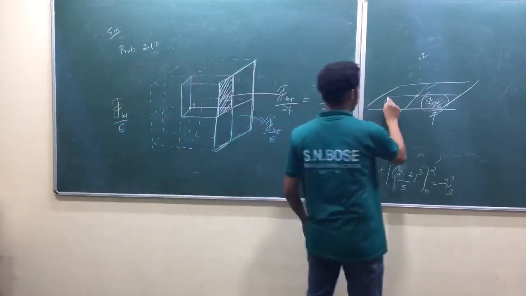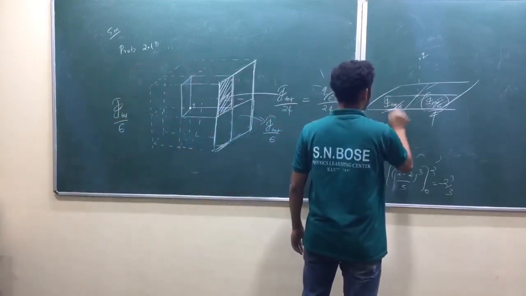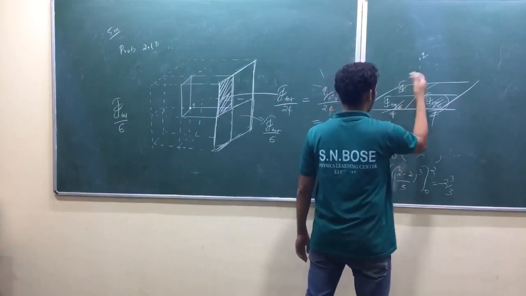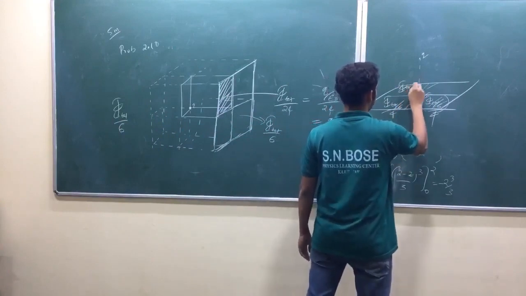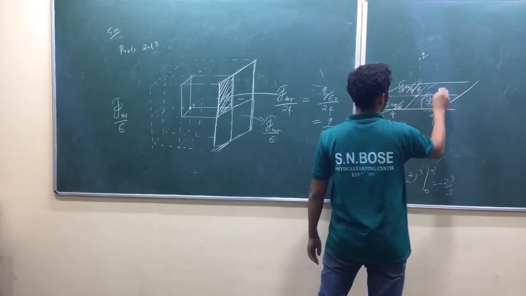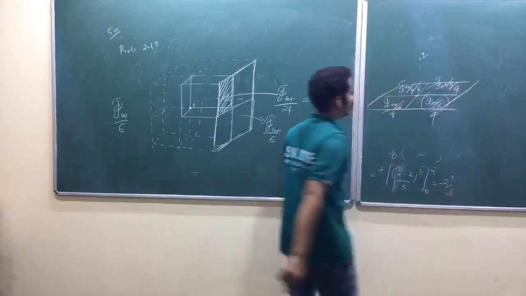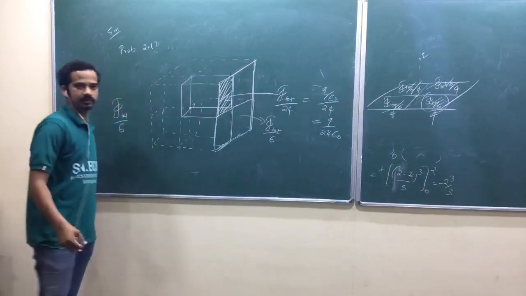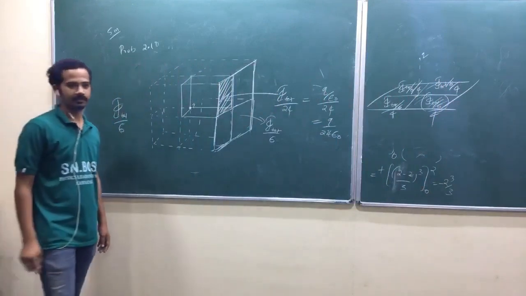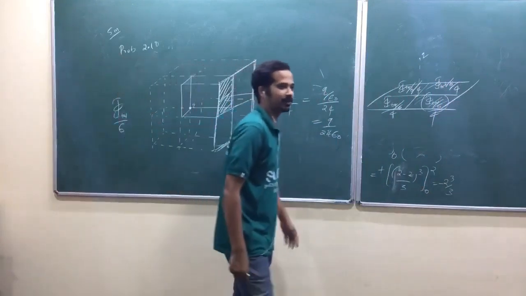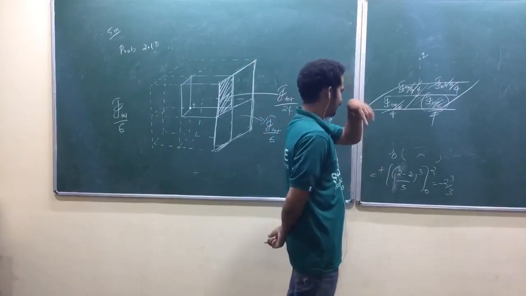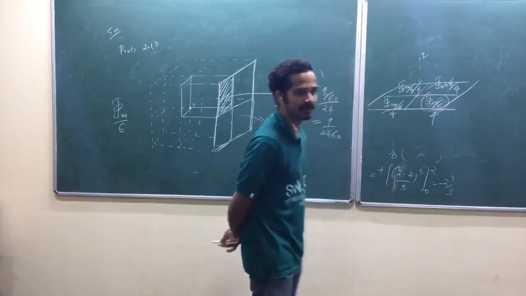Each of these will share this much flux, am I right? By 6 by 4. There is no reason why those fluxes are unequal, isn't it? That's the best way to argue. And we use that kind of argument in mathematics, isn't it?